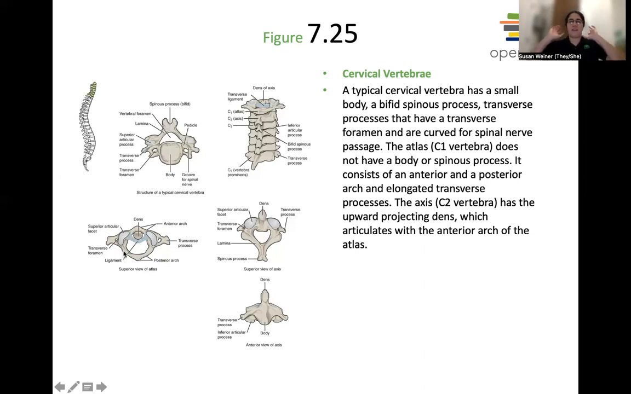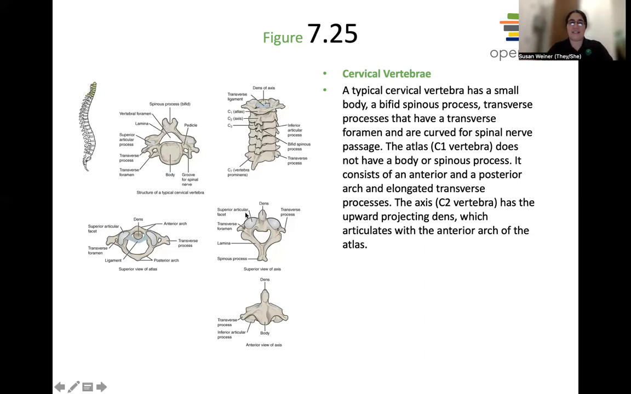And so this is where the atlas holds up the world. This is where your skull actually sits directly on your vertebral column there. Coming down, we get to the axis. The axis, again, it's what it sounds like. It allows for the turning.